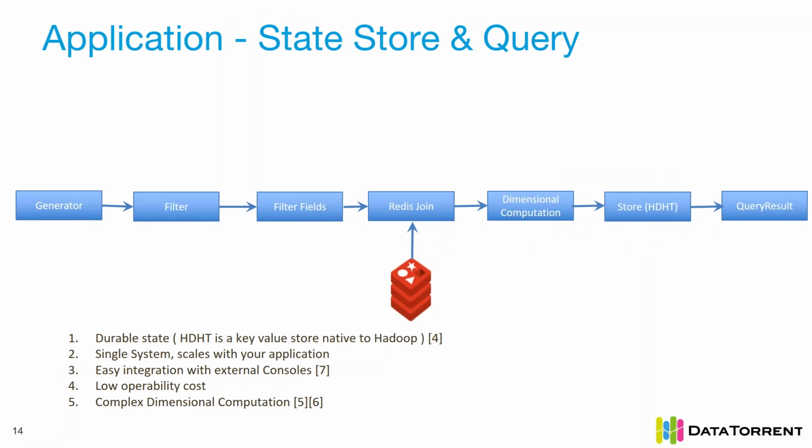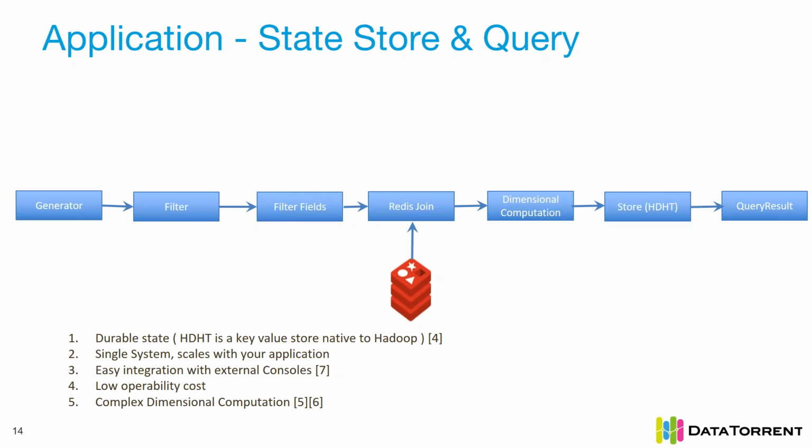So what has happened is the first 4 operators up to Redis join are the same. The next 3 operators are library operators. The interesting thing is the coding effort is really less. You are not doing much, but you are getting a lot.